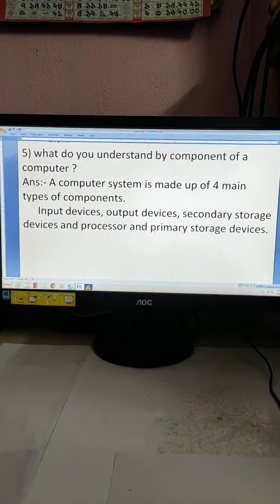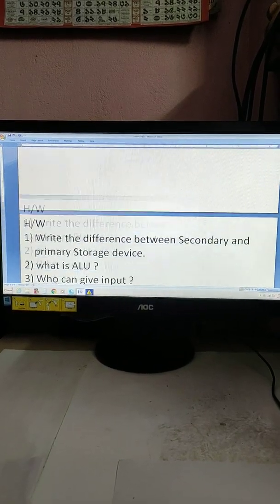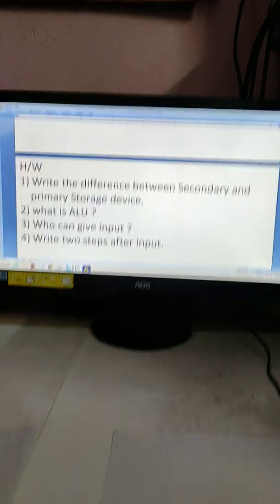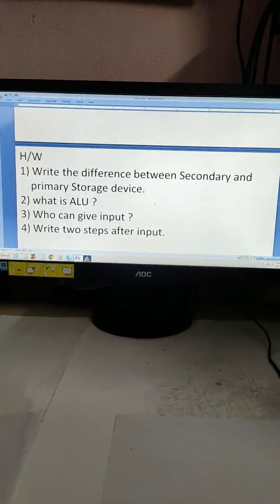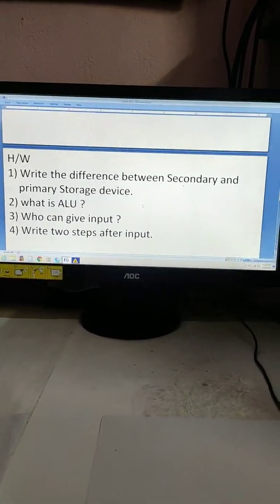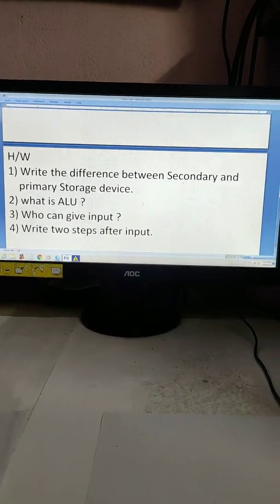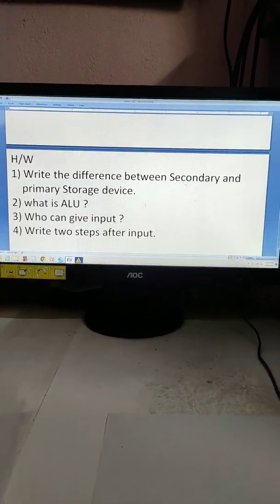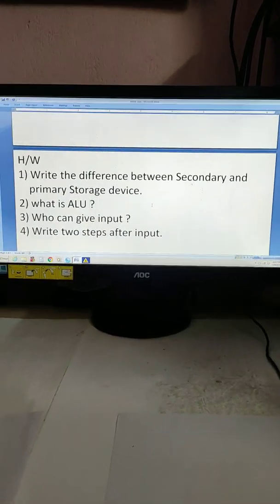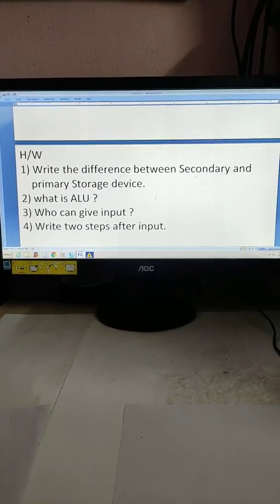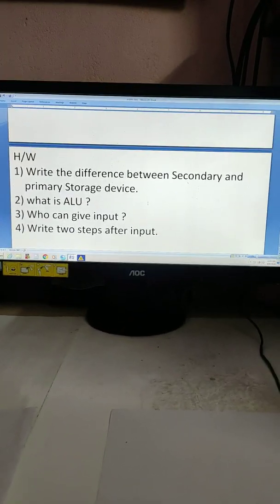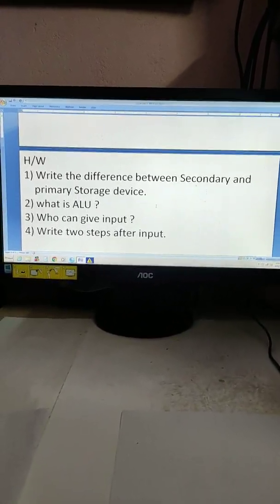Now, next day you also try the homework. Write the difference between secondary and primary storage devices. I already told you about primary and secondary storage devices. Now you have to write what the differences are between primary and secondary storage devices.